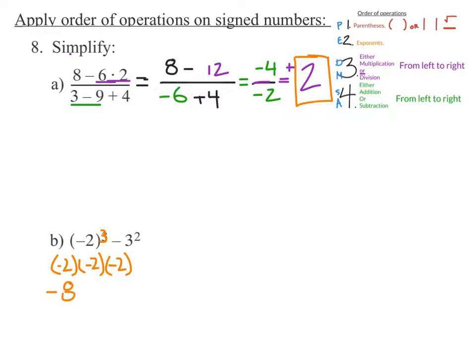And then over here, it's going to be subtract whatever 3 times 3 is, which is 9. Now again, we could make this a negative 9 if we wanted to, which is going to make the answer more negative. 8 plus 9 is 17. So this is our final answer for this one.